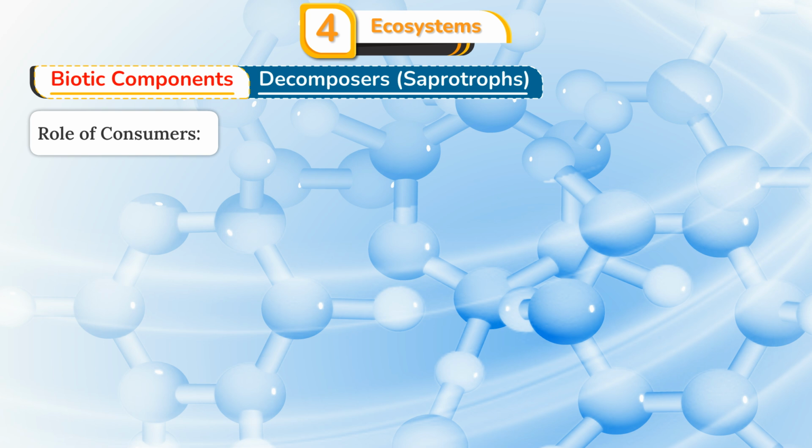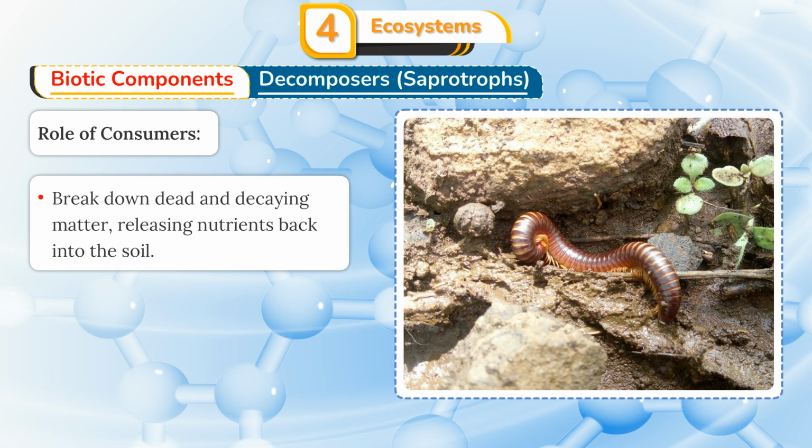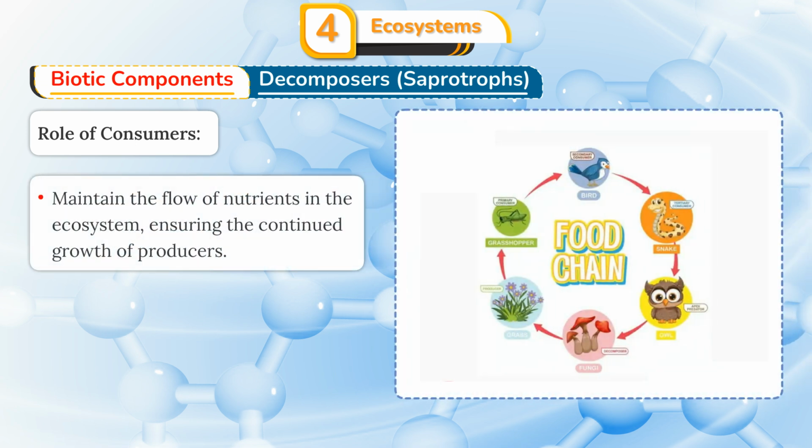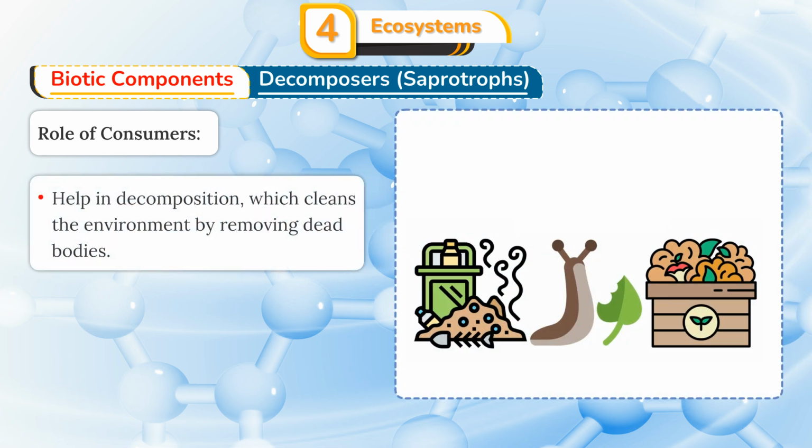Role of decomposers: break down dead and decaying matter, releasing nutrients back into the soil. Maintain the flow of nutrients in the ecosystem, ensuring the continued growth of producers. Help in decomposition, which cleans the environment by removing dead bodies.